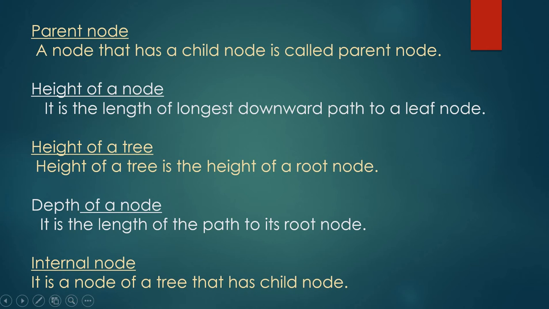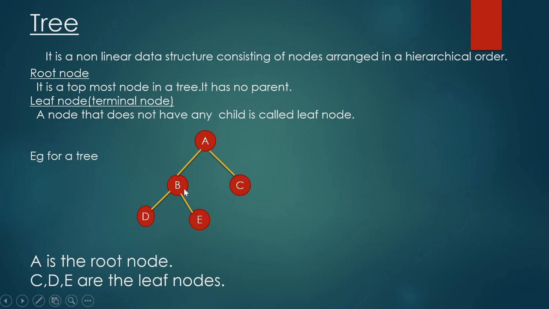Then what is a parent node? A parent node means a node that has a child node. See here, B is the parent of D and E, because B has two children. A parent node means a node having children. A has two children, B and C, so A is the parent of B and C.